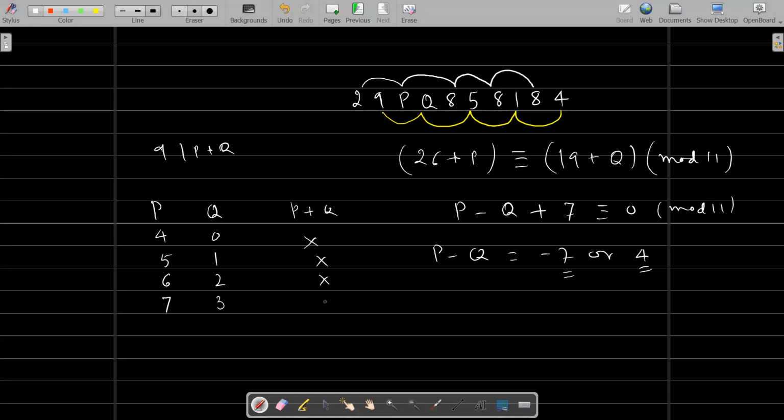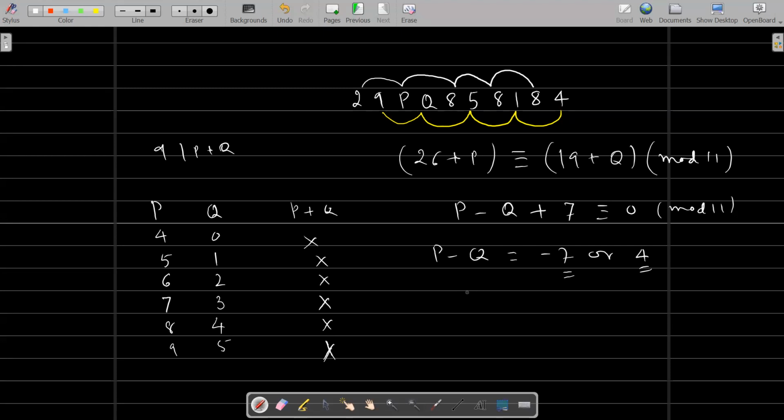Anyways, 7, 3. Again, the difference is 4, but p plus q is not divisible by 9. 8, 4, but again the sum is not divisible by 9. Then 9 and 5, not divisible by 9. So we don't have any answer from this. Okay, now go to the next case, which is -7. For -7 you'll get 2 and 9, which is not.